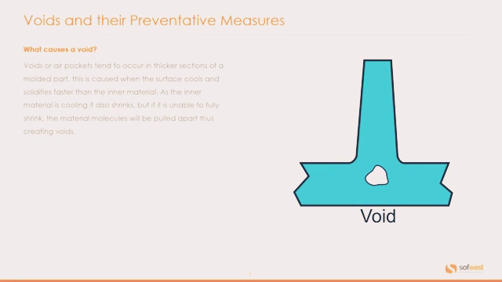Voids. You can see an example on the right hand side here of what a void is. So what causes a void? Voids or air pockets tend to occur in thicker sections of a molded part. This is caused when the surface cools and solidifies faster than the inner material. As the inner material is cooling, it also shrinks. But if it is unable to fully shrink, the material molecules will be pulled apart, thus creating voids.